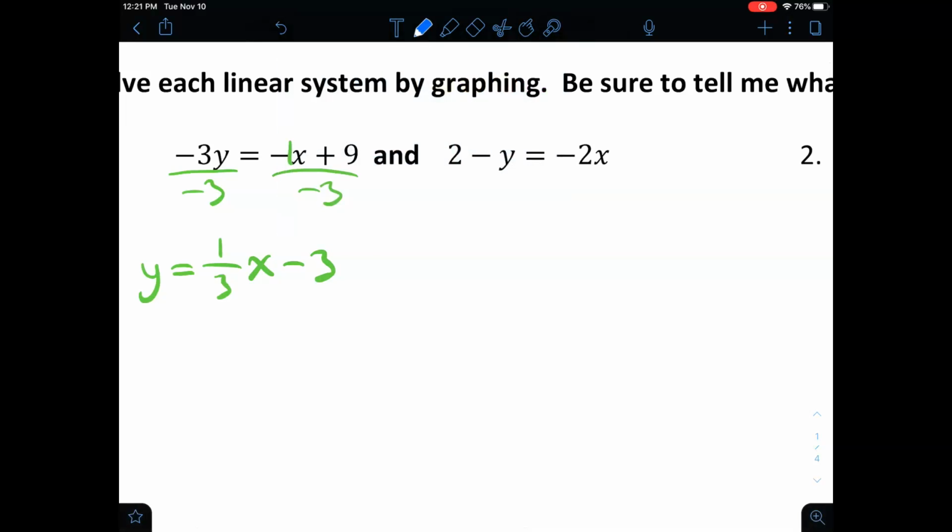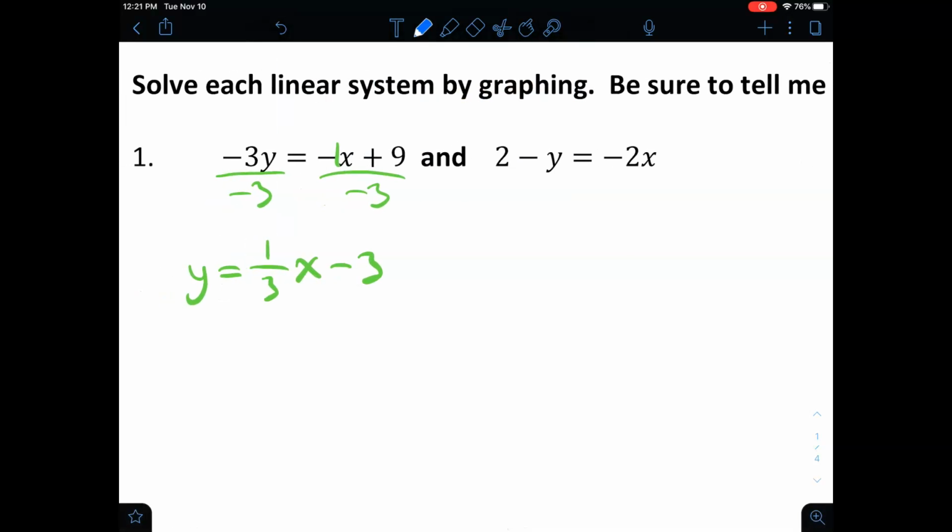Let's solve the other one in blue. Now we have 2 minus y equals negative 2x. We need to get y by itself. So I'd probably get rid of that 2 by subtracting 2 from both sides. We have negative y equals negative 2x minus 2.